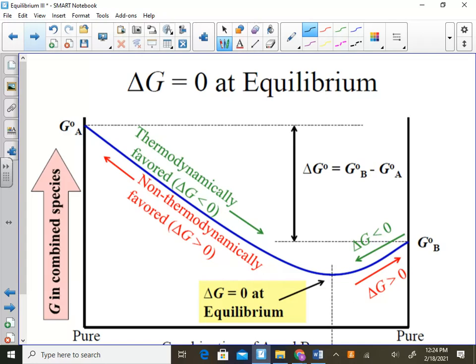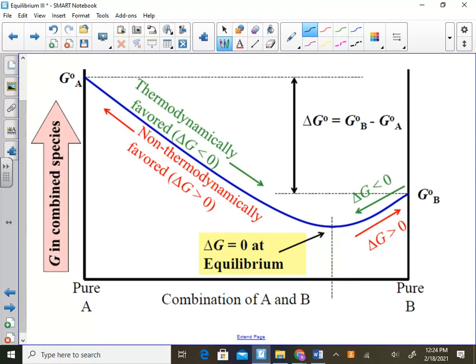And so at equilibrium, now this is our first graph again. At equilibrium on either graph, at this point, delta G is 0. The change in G is 0 at equilibrium. And so at this point, the reaction is no longer changing concentrations. It's no longer able to do work. And so you have equilibrium. And anytime you have equilibrium, delta G is 0.